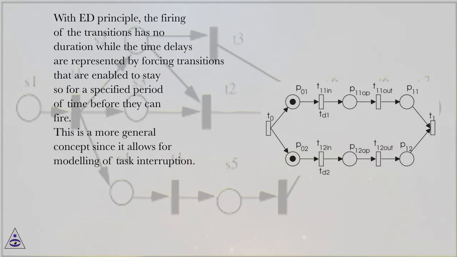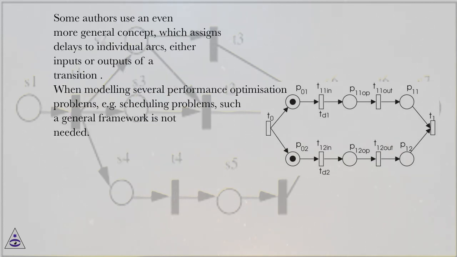With the ED principle, the firing of the transitions has no duration, while the time delays are represented by forcing transitions to stay enabled for a specified period of time before they can fire. This is a more general concept since it allows for modeling of task interruption. Some authors use an even more general concept, which assigns delays to individual arcs, either inputs or outputs of a transition. When modeling several performance optimization problems, for example scheduling problems, such a general framework is not needed.